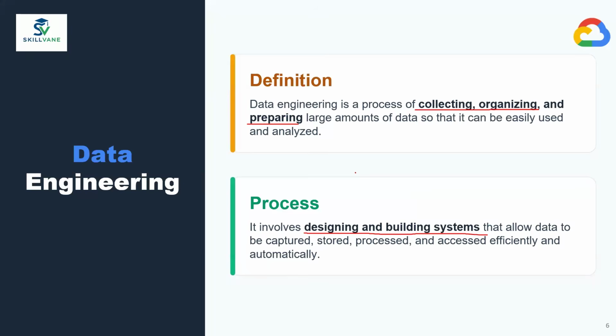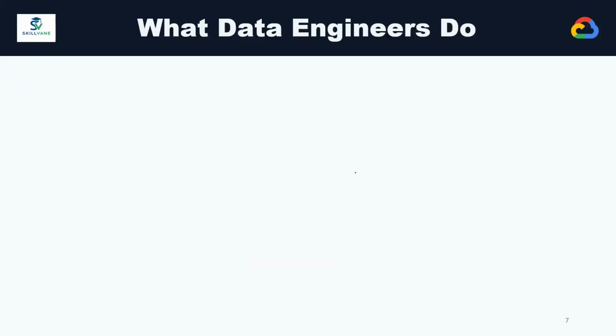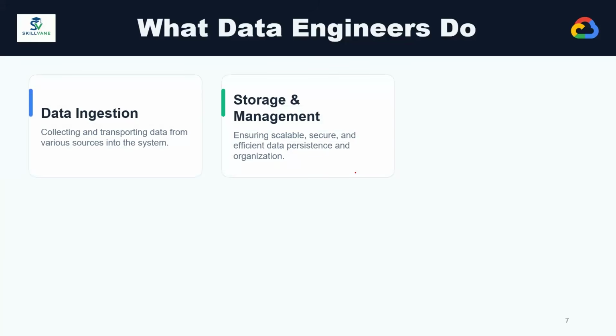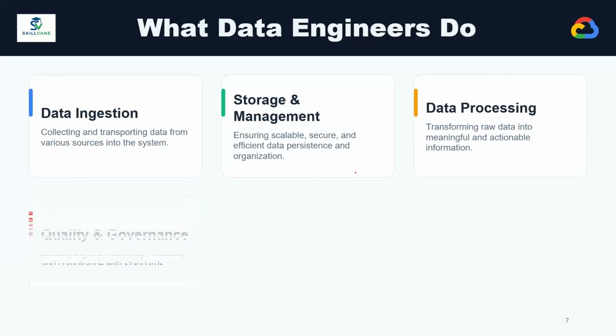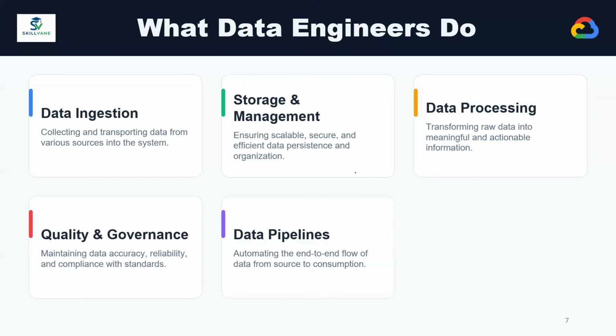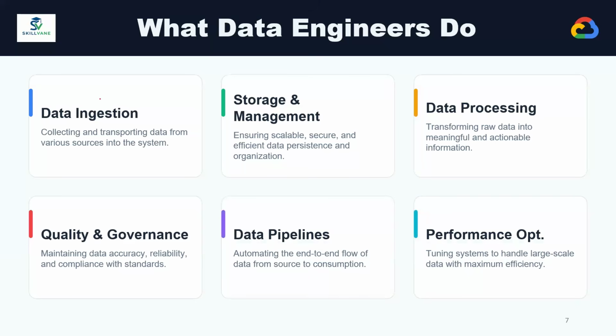Okay, so this is what data engineering is, guys. Very good. I hope you guys have read it. Right now, what does a data engineer do then? A data engineer may work on data ingestion, storage and management, data processing, data quality and governance, creating data pipelines, and performance optimization. On a daily basis, they work on these different areas. Data ingestion means that we have to collect the data from the different source systems and ingest it into the data lake.